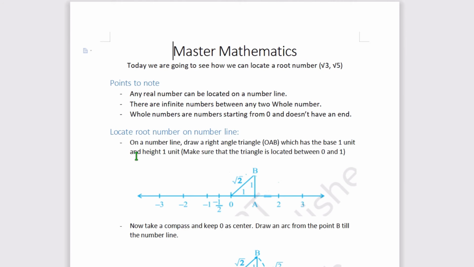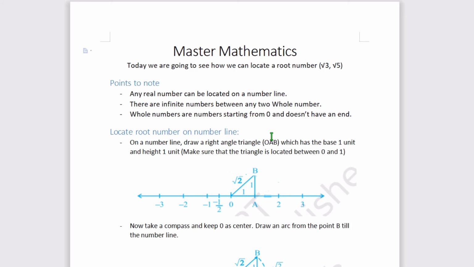So points to note before we enter: any real number can be located on a number line. You might be asking, how can you locate a root number on a number line? We don't get any idea, right? But we can locate any real number on a number line. Root 2, root 3, root 5, these numbers are called irrational numbers. Irrational numbers also come under real numbers, so that's why we can locate them on the number line.